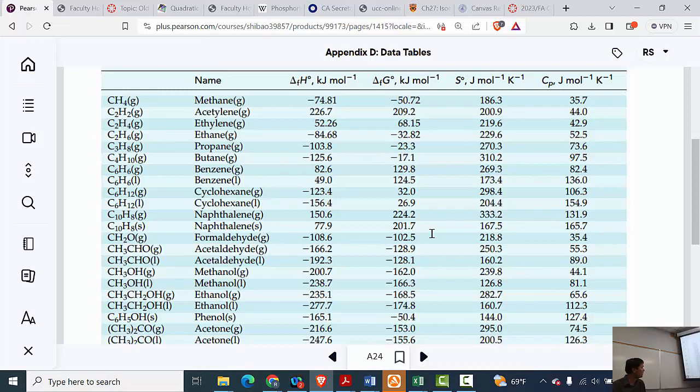Then we have aldehydes. Aldehydes, this is a carbonyl group just stuck on there, formaldehyde. So this is just a carbon double bonded to an oxygen, 2 hydrogens attached. This is a very common one for Lewis structures. This is a favorite. Acetaldehyde or ethanal, these are aldehydes. Usually they end in AL. This is acetaldehyde. It's like acetic acid in a way, but it's missing the hydroxyl group. Okay. This is gaseous, that's liquid. And then we have methanol, ethanol, phenol, acetone.